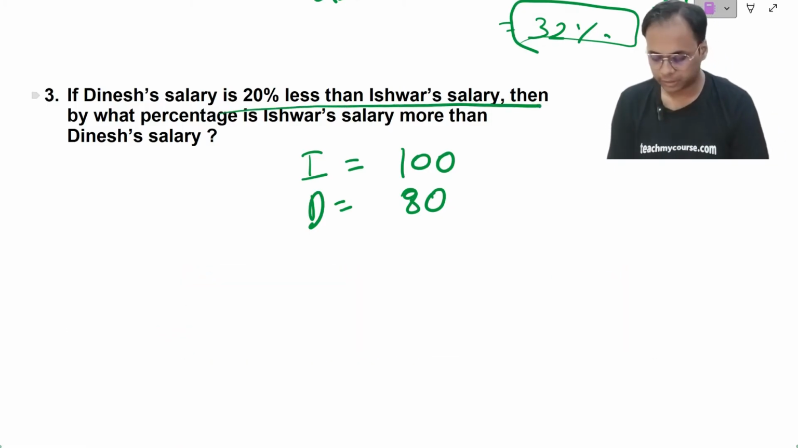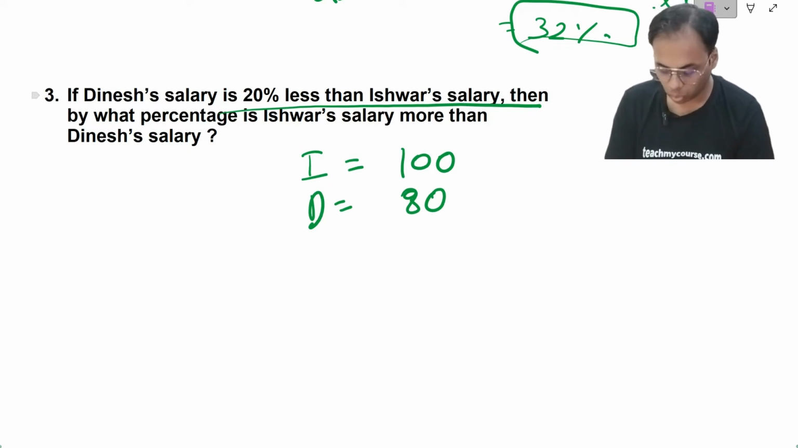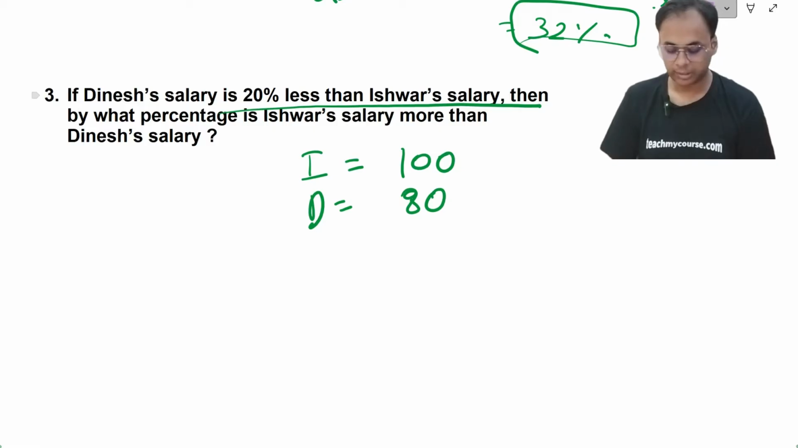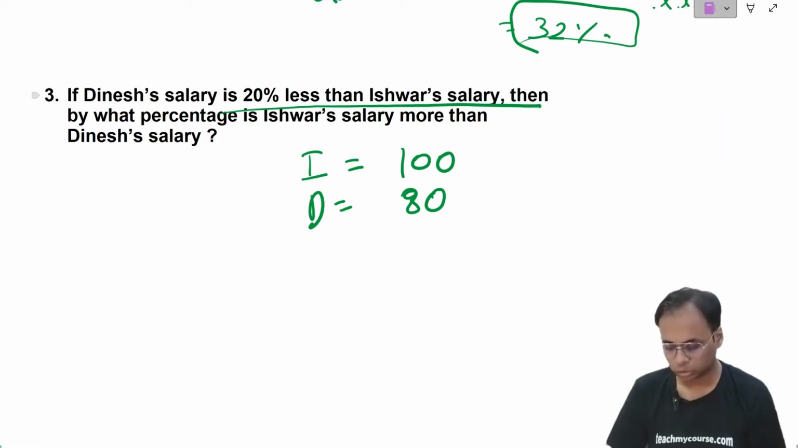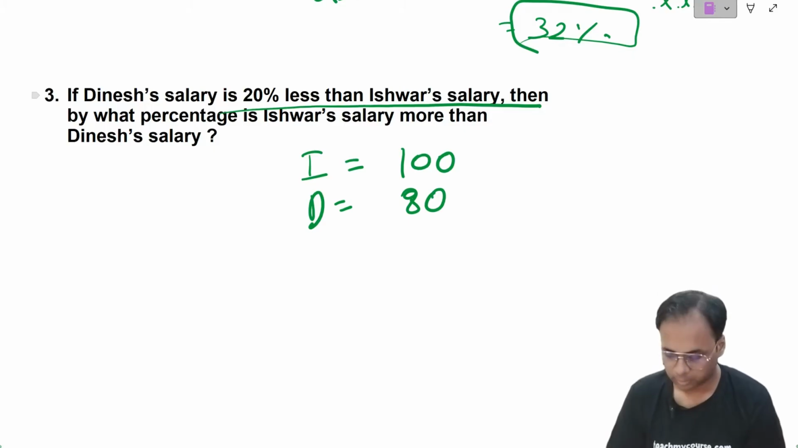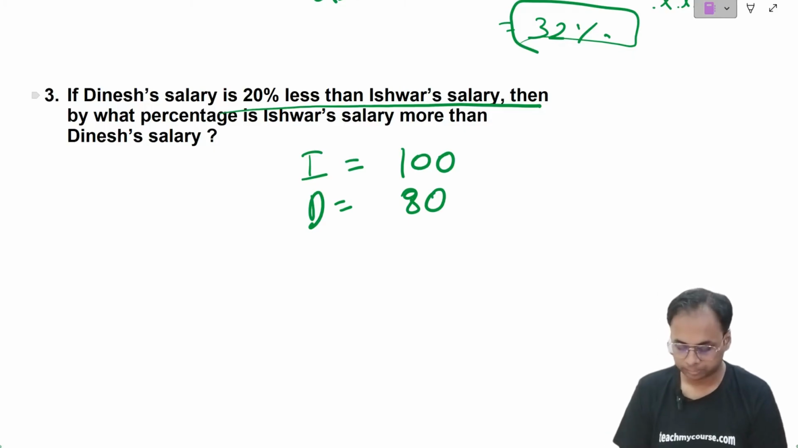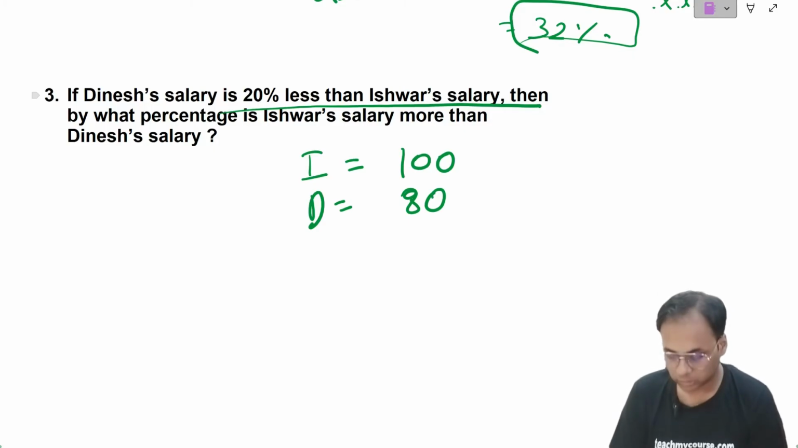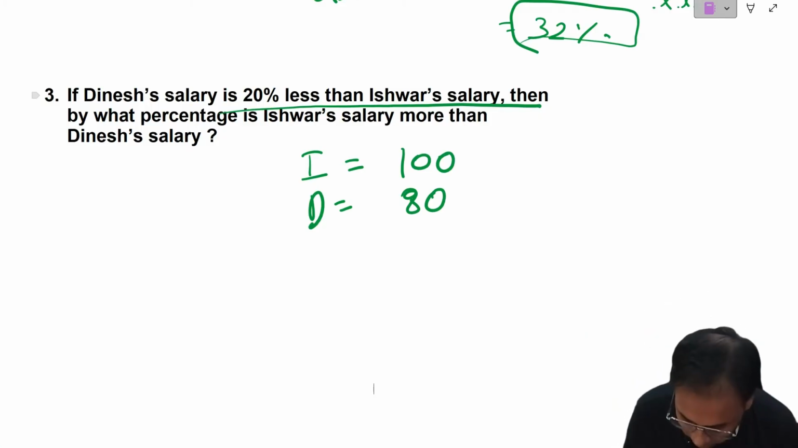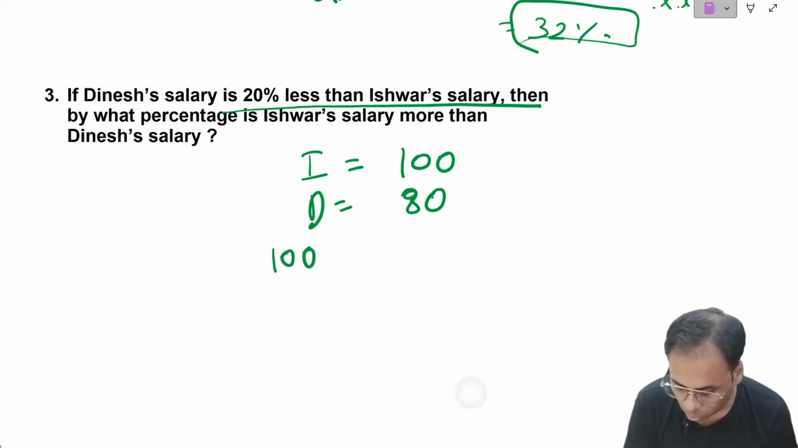Then by what percentage is Ishwar's salary more than Dinesh's salary? Now, if Dinesh's salary is 20% less than Ishwar's salary, can you say that Ishwar's salary is 20% more than Dinesh's salary? No, you cannot say. This is the tricky part of the question. Now you have to understand what is going on. It is asking by what percentage is Ishwar's salary more than Dinesh's salary. So Ishwar's salary is 100, and how much is it more than Dinesh's salary?